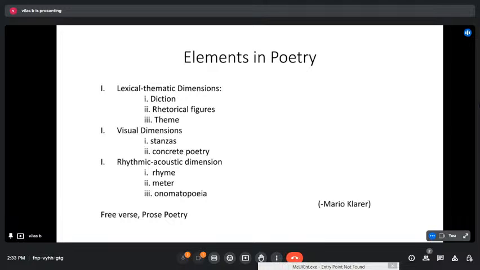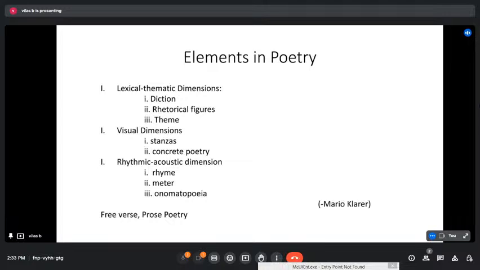So the next point is that lexical, thematic, of course, all these rhetorical figures are achieved through language, the use of words. And this rhetorical figure, the word is derived from rhetoric. Rhetoric was a branch of study. And what is that rhetoric? It is the study and use of written and spoken or visual languages.